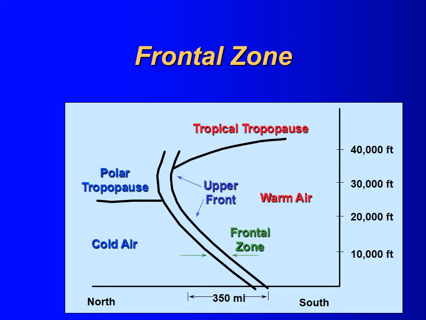This is a cross-section through a front. On the left side, we see cold air, so that's north. To the south, you see warmer air. And I've drawn the frontal zone in black. And you can see the frontal zone goes all the way from the surface up into the stratosphere. And it connects up with the tropopause. And this is a very important concept that we'll spend more time on in other lectures.